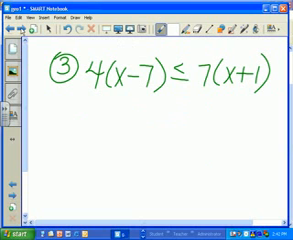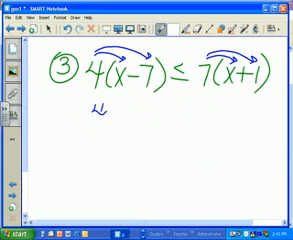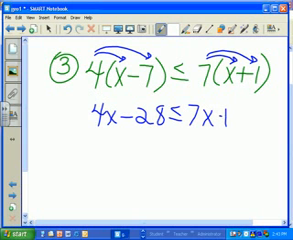Now let's combine some distribution along with the inequalities. Remember what we talked about when we did distribution and solving equations? You must give the outside number to both terms inside parentheses, not just the first. That's a huge mistake that people make a lot. So what does this give us? 4x minus 28 is less than or equal to 7x plus 7.